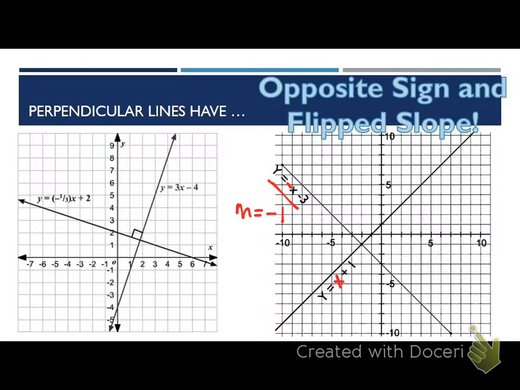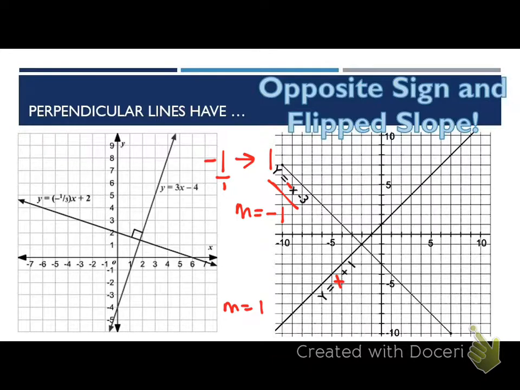What about this other one? What is the slope of the second line? Just positive 1. Here's why they are still opposite reciprocals. What is the opposite sign of negative? Positive. What is 1 invisibly over? 1. And then when you flip that, it's still 1. Okay, so that's why these two are perpendicular to each other.